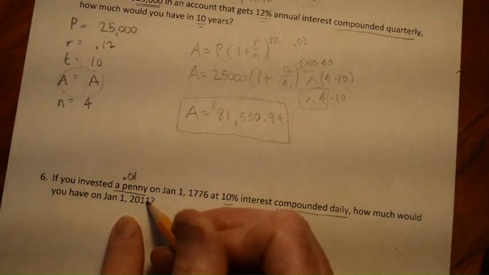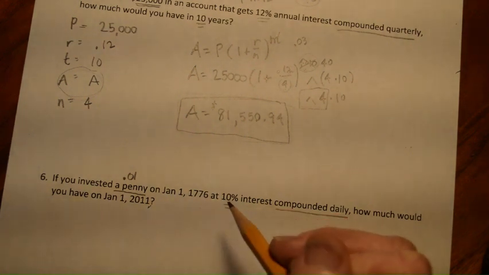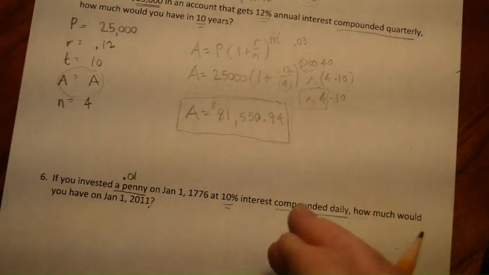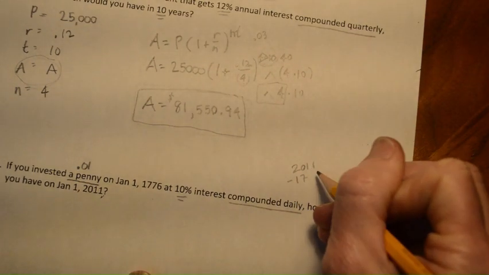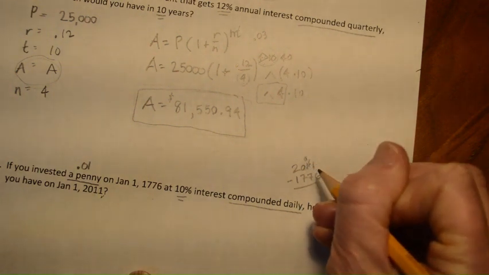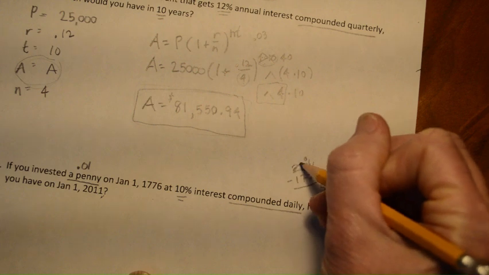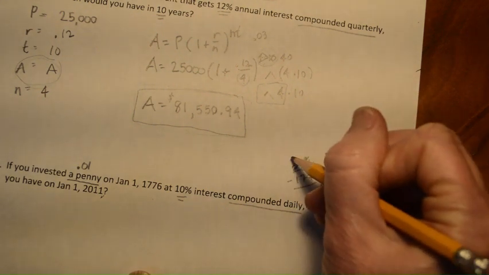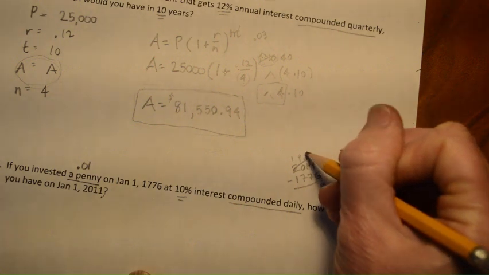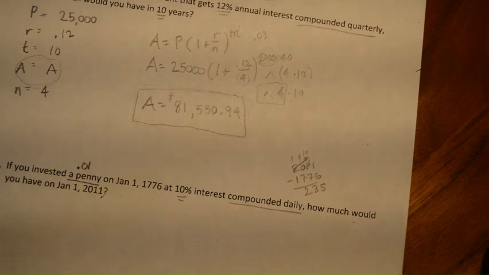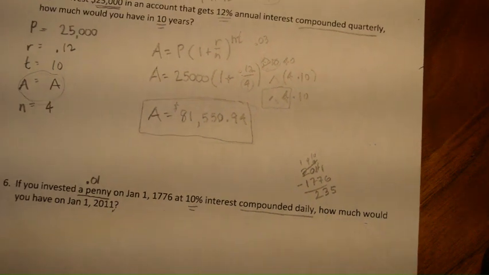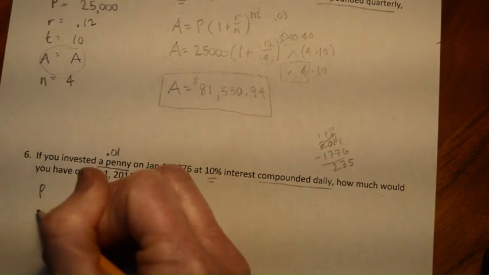So first of all, let's find out what T is by figuring out how many years apart there are. So 2011 minus 1776, that's 5, that becomes 1, 9, 10, so 3, 235 years. Let me just double check that with my answer key. Yeah, 235 years.